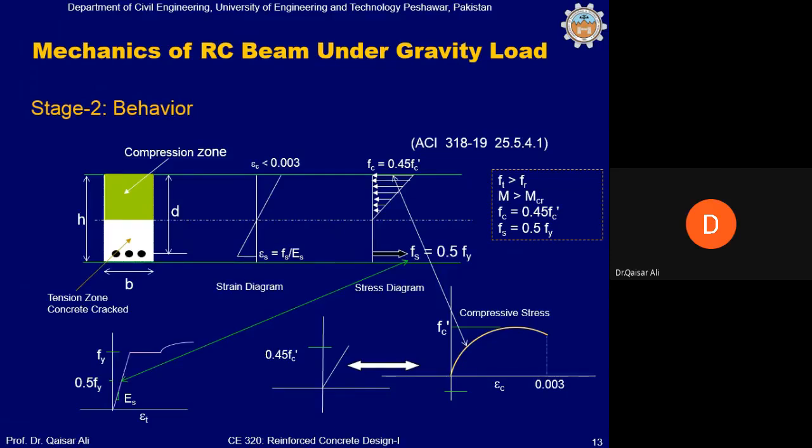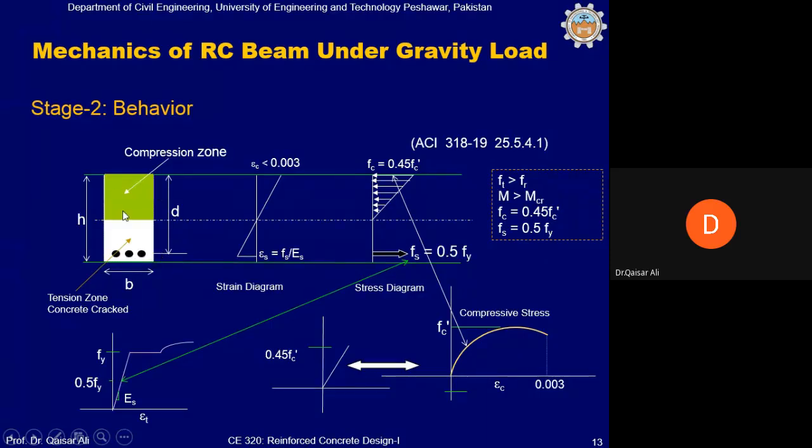The concrete beam cross section: B is the width of the beam, H is the depth of the beam. And as I said earlier, d is the effective depth of the beam from the top compression fibers to the centroidal axis of the reinforcing bars.